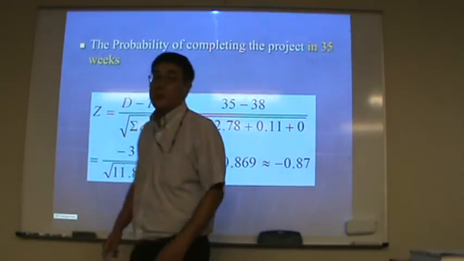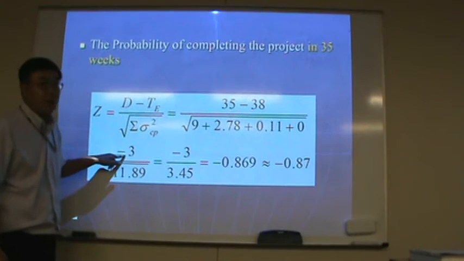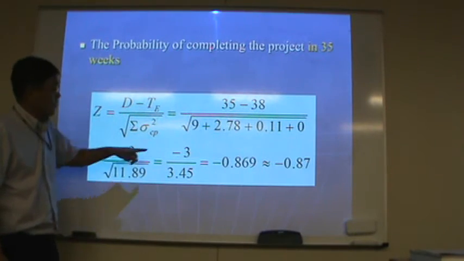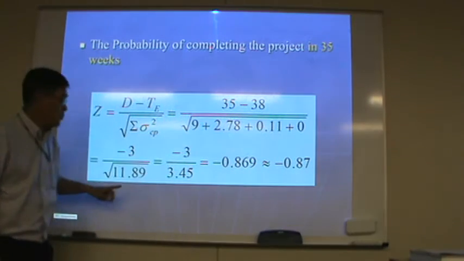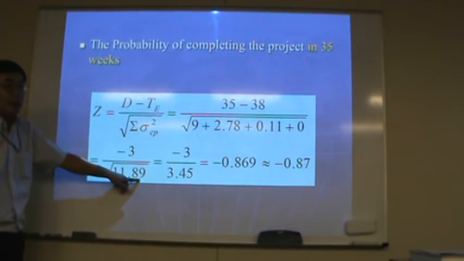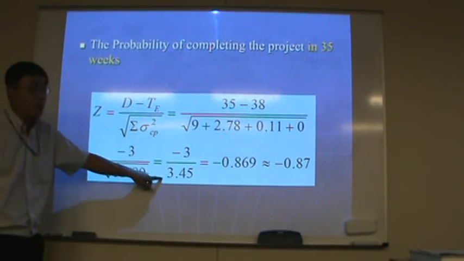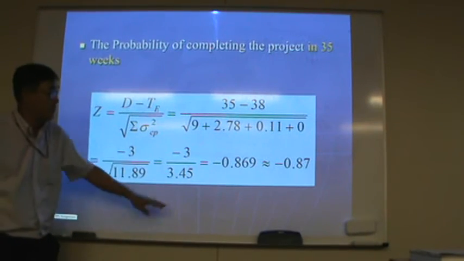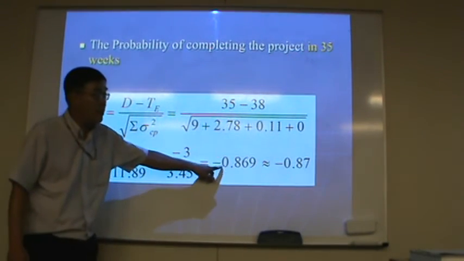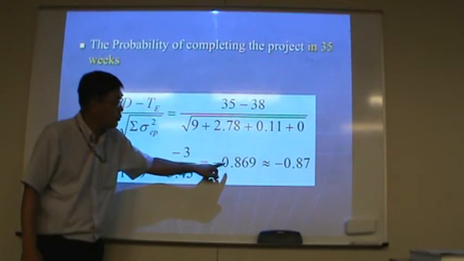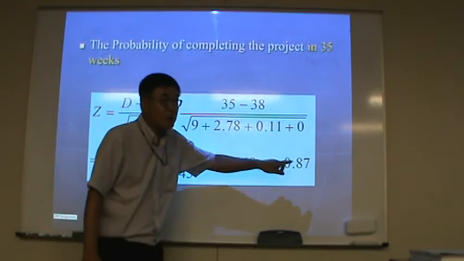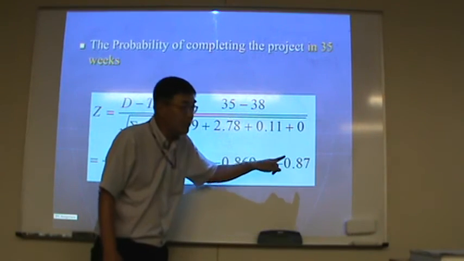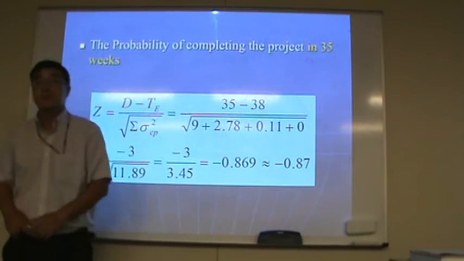So 35 minus 38 is negative 3. 9 plus 2.78 plus 0.11 plus 0 is 11.89. The square root is 3.45. Negative 3 divided by 3.45 equals negative 0.869, rounded to negative 0.87.